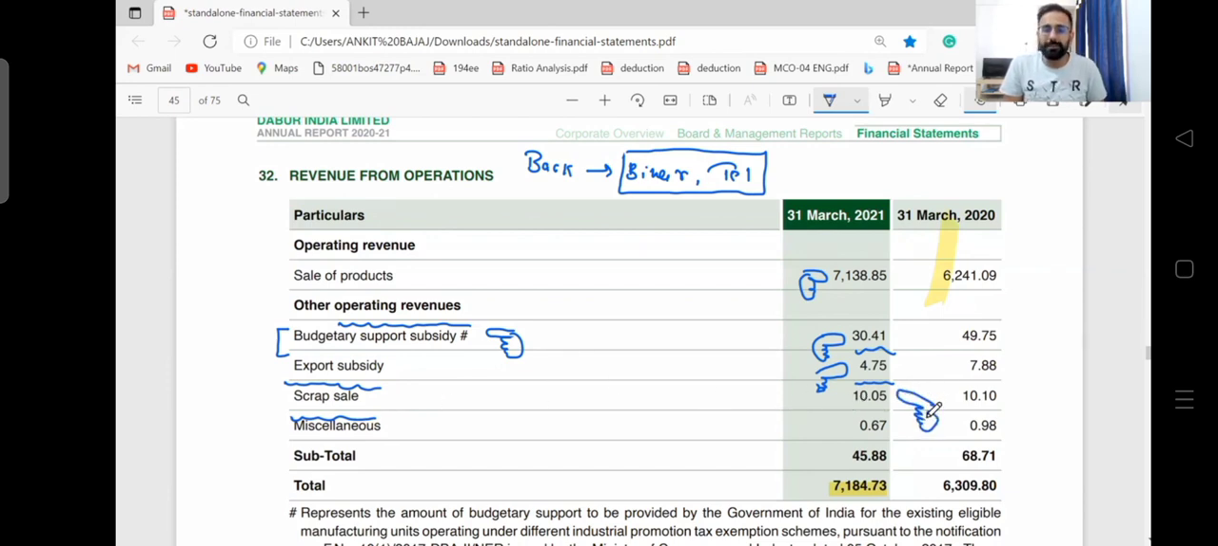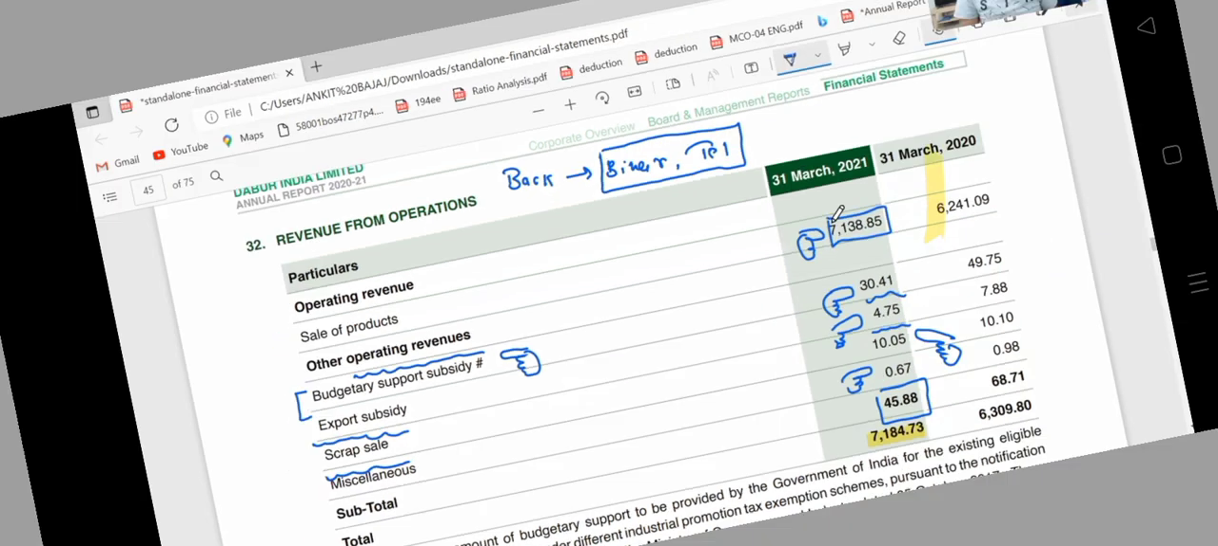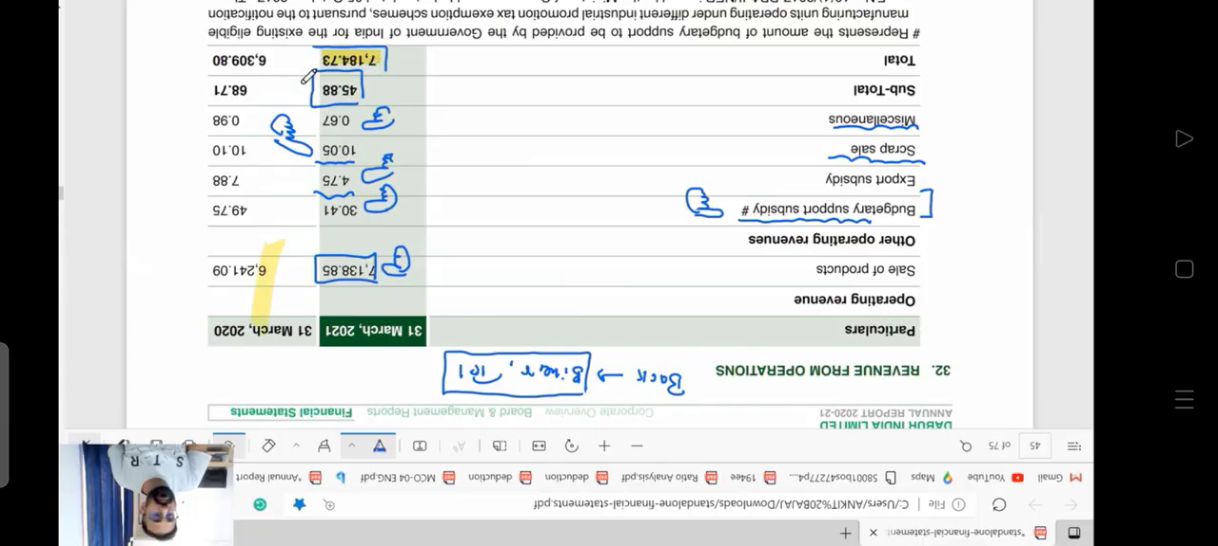Dabur has performed scrap sale of 10.5 crore rupees, and they have earned some other kind of revenue, right? So their total other operating revenue, how much? 45.88 crore. And here, sales of product revenue is 7,138 crore. So this is how they have calculated their revenue.